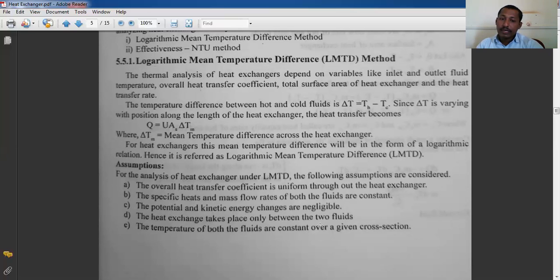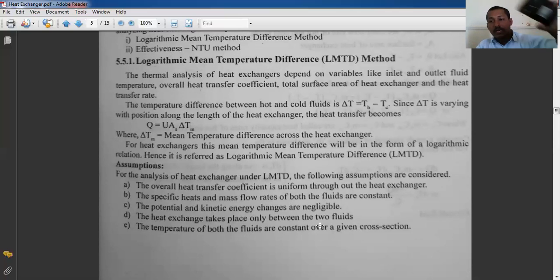Fourth, the heat exchange takes place only between the two fluids, the hot and the cold fluid. And fifth, the temperature of both fluids is constant over the given cross section.